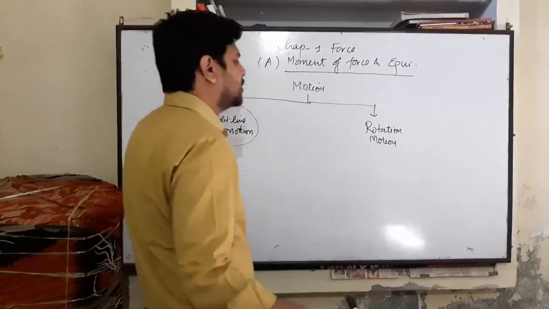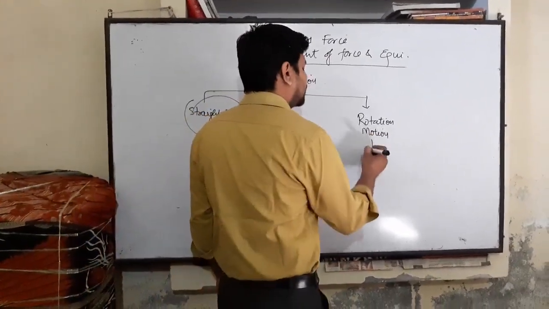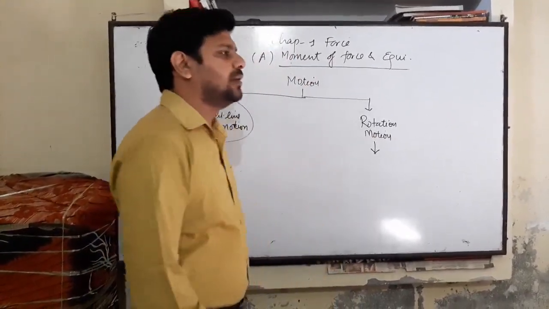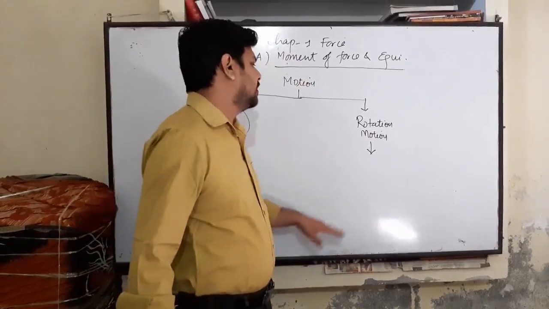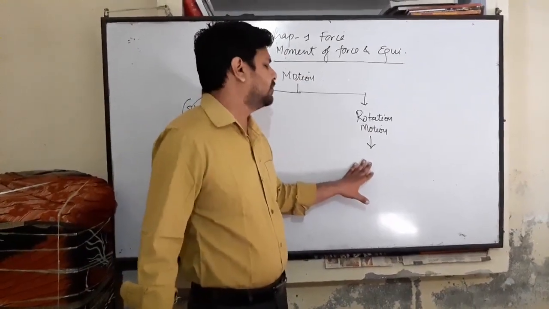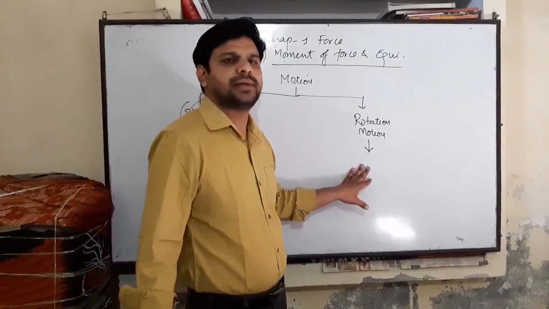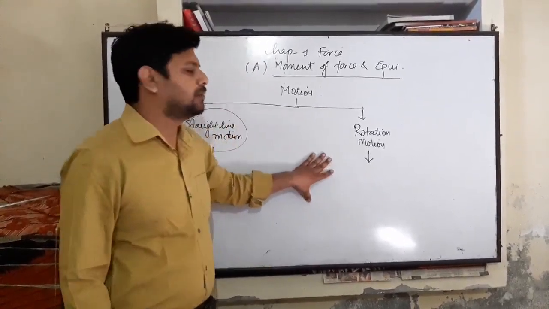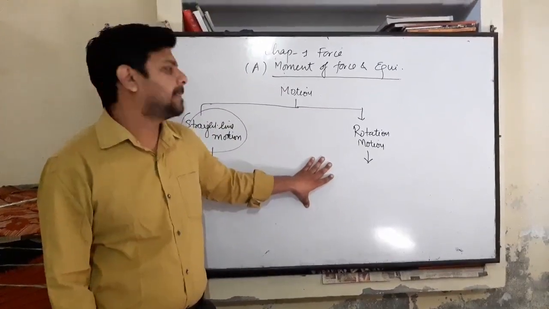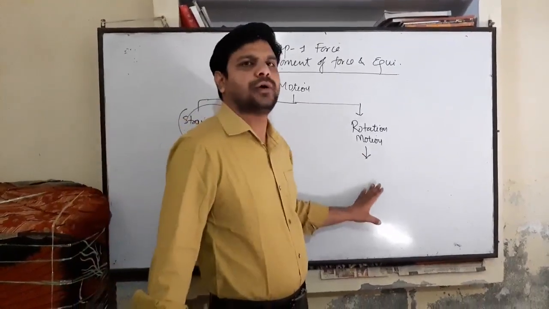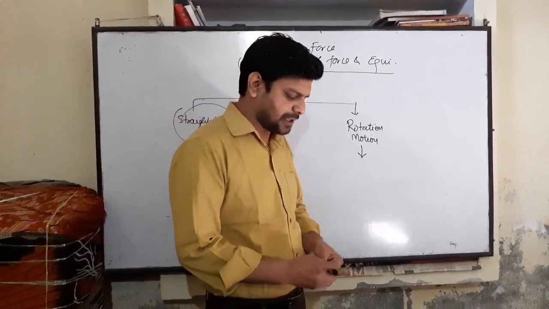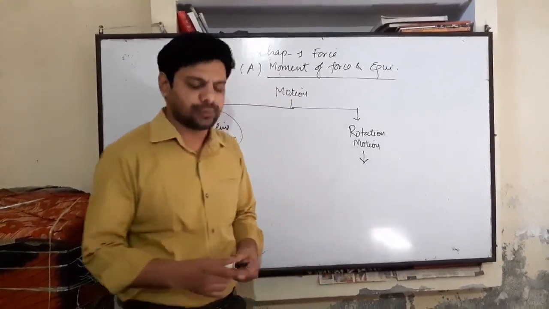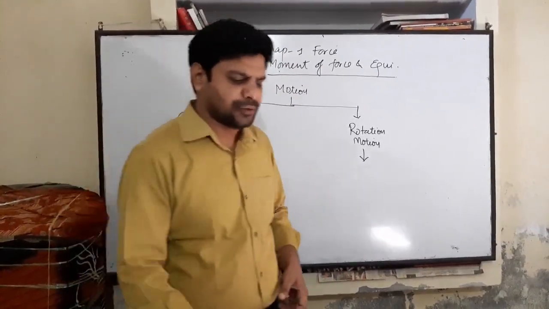Now, what is rotation motion and the cause of rotation motion? You are familiar with many objects which perform rotation motion, such as motion of a fan, ceiling fan, motion of a steering. These are types of rotation motion. Then what is the cause of rotation motion? I will explain you with an example.